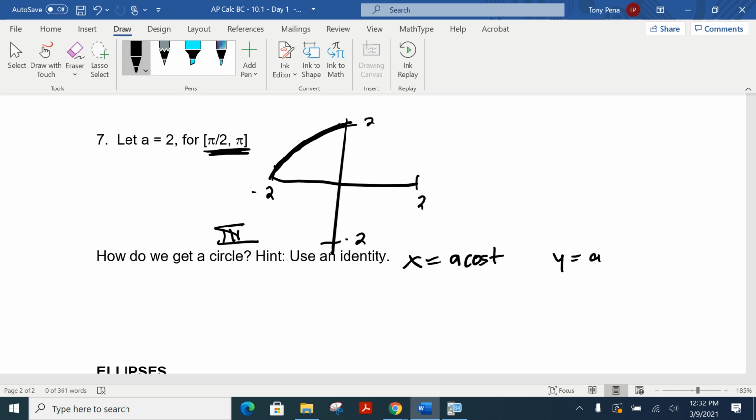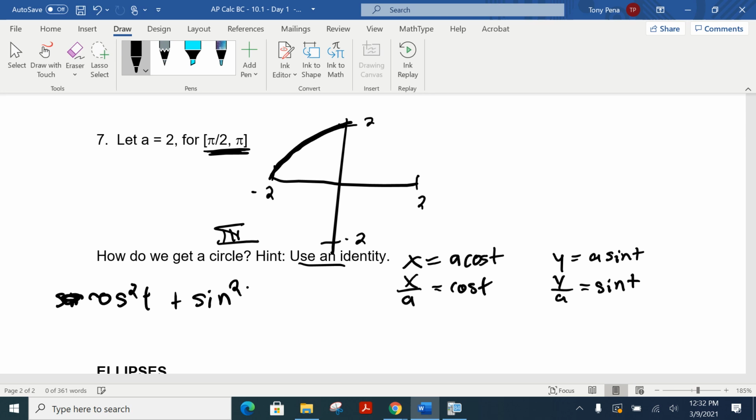All right, so now let's go to the second part here. And let's show how we're getting circles. Why are we getting circles with these? What's the relationship that's allowing this to happen? I'll give you a little hint here. Solve for cosine. So let's just divide by a on both of these. And then over here, you're solving for the sine. The identity that everybody remembers is cosine squared of t plus sine squared of t equals 1. That's one that everybody remembers.